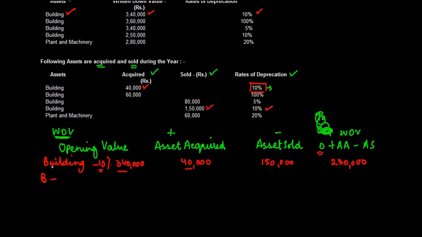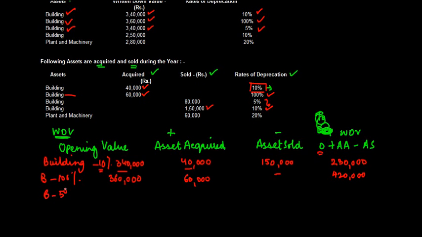The second block is building, which is this one, which has a depreciation rate of 100%. Opening value 3,60,000. Is there any building which is acquired which has 100% depreciation? Building 100% depreciation 60,000. Have we sold any building with 100%? The answer is no. So the total will be 4,20,000.